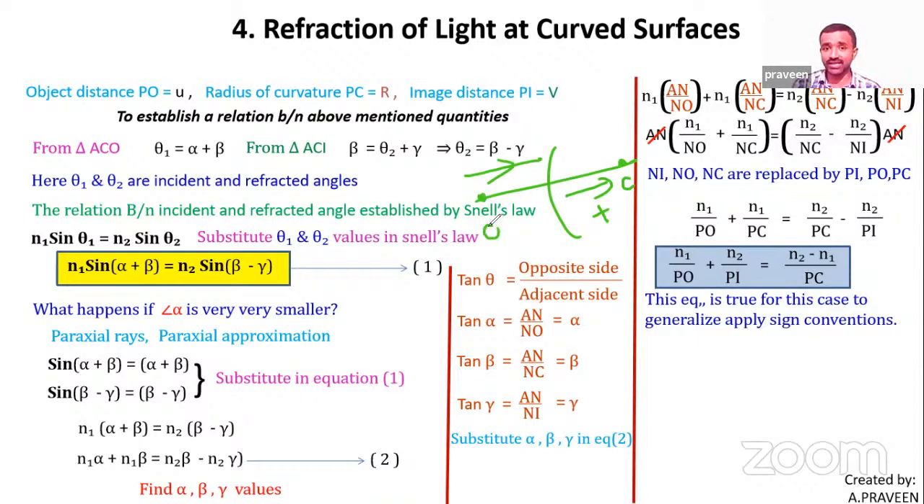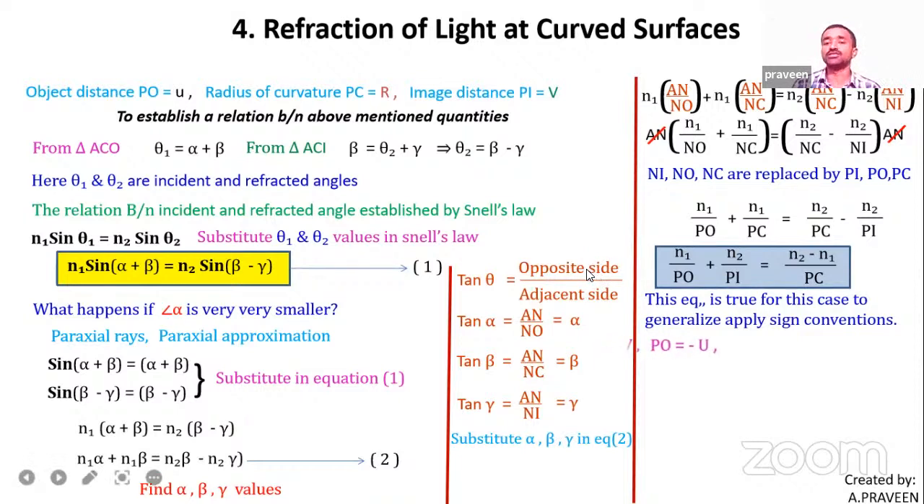The object is placed on this side, so it is measured in this direction from the pole, so it is taken to be negative. Then what is the image distance? The image is obtained on this side, so we take it on the positive side. So object distance is negative, image distance is positive, and radius of curvature is also positive. Then substitute the values in n1 by PO and n2 by PI equal to n2 minus n1 by PC.